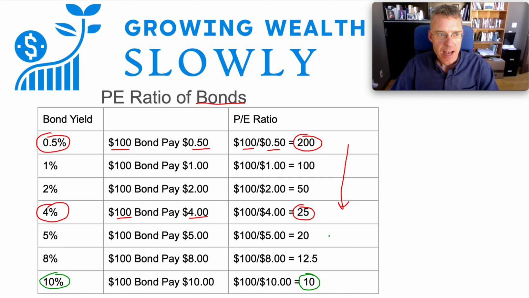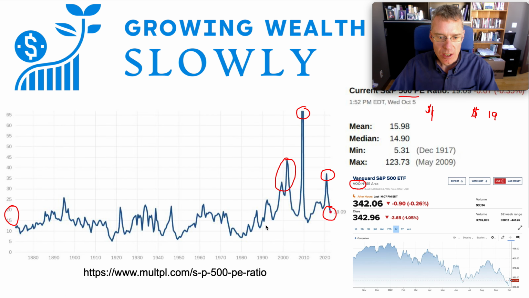So if I flip back to that S&P 500 chart, you see in the late 70s and 80s, when bond rates were really high, the PE ratios on stocks really dropped.